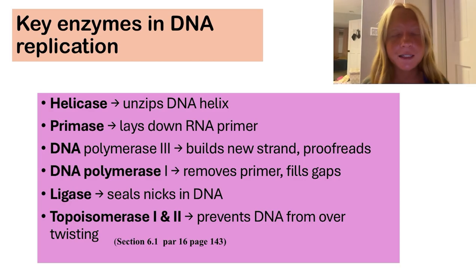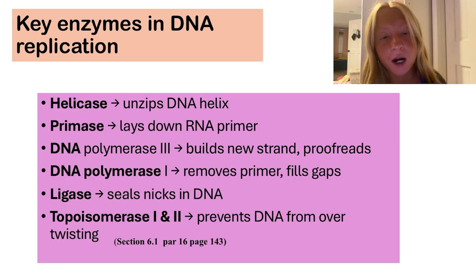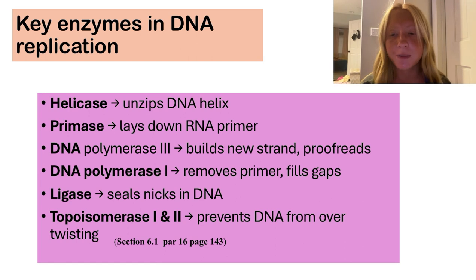And ligase, this is used to seal the cracks between the Okazaki fragments. And then we have the topoisomerase 1 and 2. These are used to prevent DNA from over-twisting, so it's towards the end of the process, and it just helps it get back on track.